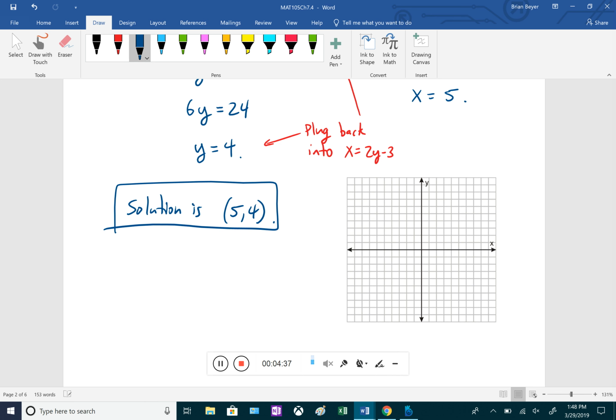So you could check your answer if you want to plug it back into the original equations, both of those x and y coordinates, and make sure that it works out. So if we graph this, I'll graph x minus 2y equals negative 3. So that would look something like this, and then if we graphed the other one, 5x minus 4y equals 9, that would look something like that, and then you can see their point of intersection here is the answer, which is 5, 4.